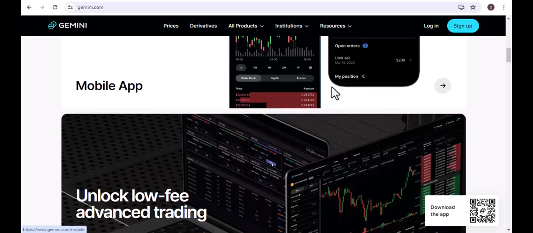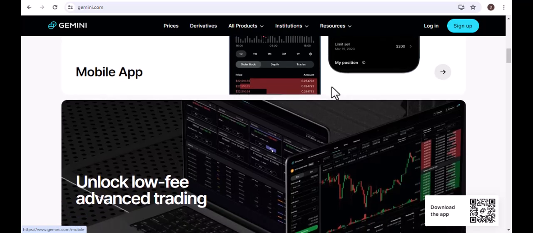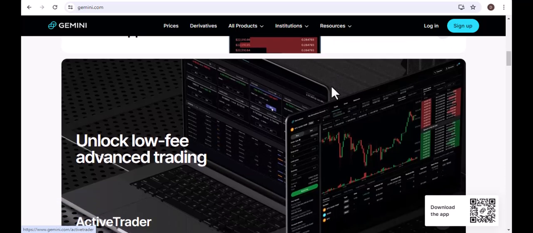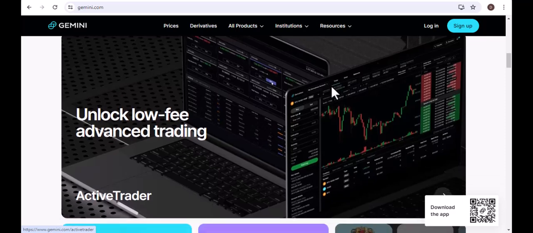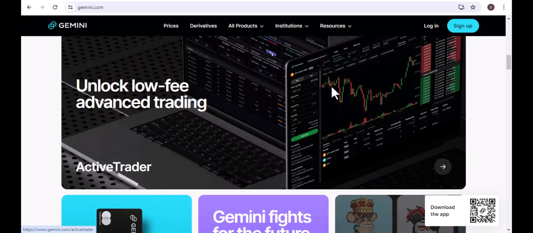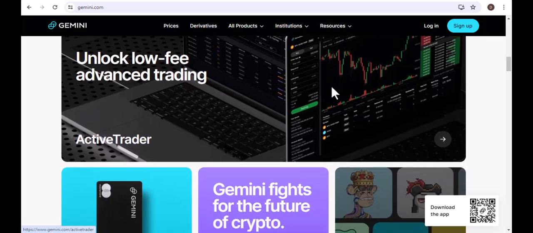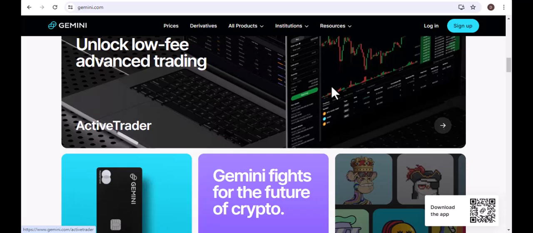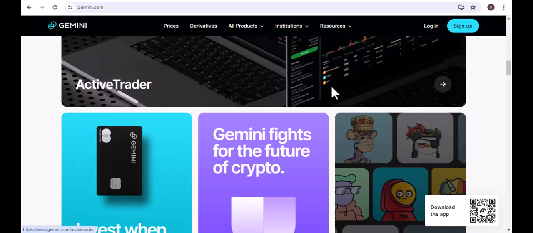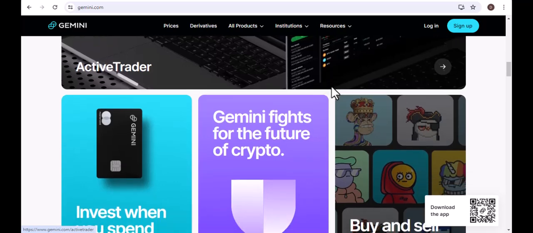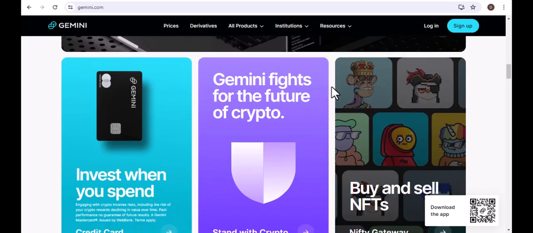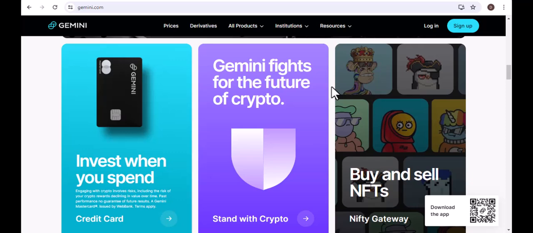In this comprehensive guide, we're going to dive deep into the Gemini ActiveTrader platform, exploring everything you need to know to leverage its full potential. We'll break down its features, walk through practical examples, and show you how to move from simply observing the market to actively participating in it with greater control and insight. By the end of this video, you'll be well equipped to use Gemini ActiveTrader like a pro, making smarter trading decisions and executing your strategies with precision. Let's begin by understanding what Gemini ActiveTrader actually is and why it stands out from the standard Gemini interface.